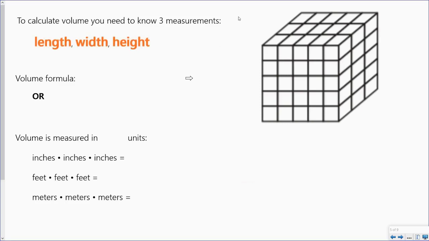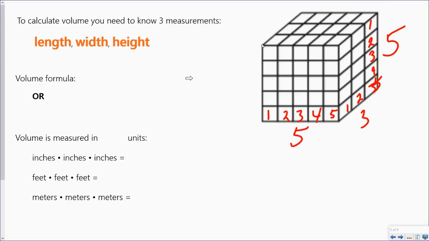So if I look at this 3D object over here, my length would be 1, 2, 3, 4, 5. My width would be 1, 2, 3. And my height would be 1, 2, 3, 4, 5.